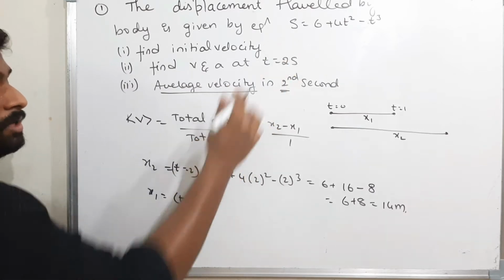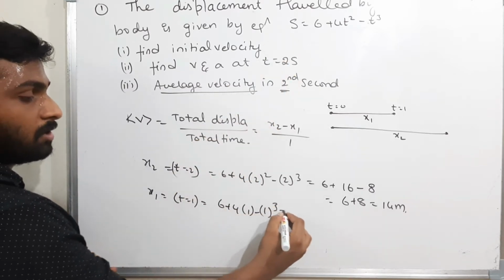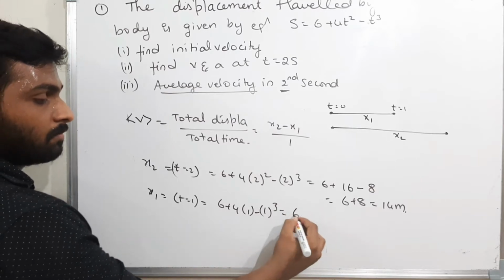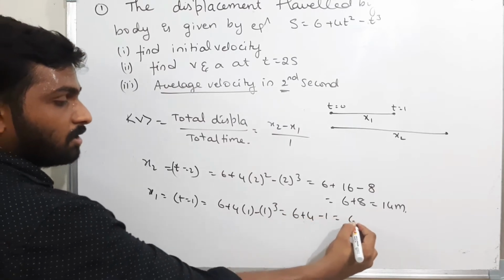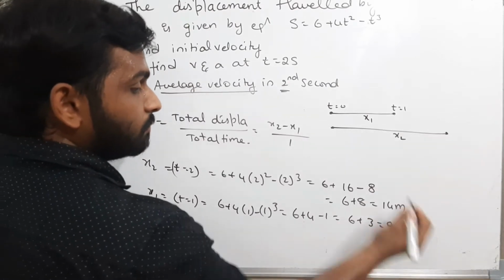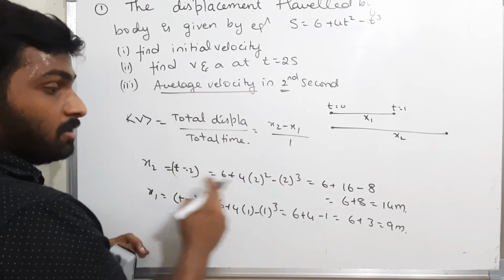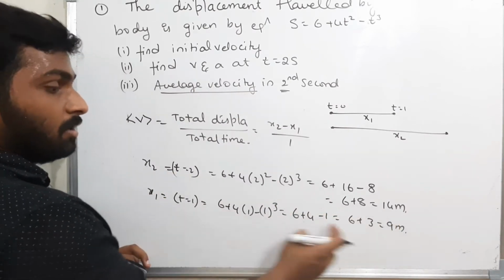If I keep t equal to 1 there, how much will you get? 6 plus 4 into 1 minus 1 cube. That is nothing but 6 plus 4 minus 1. That is how much? 6 plus 3, that is nothing but 9 meters. That means the displacement of the body is decreasing. At time t equal to 2 seconds, it is 14. At time t equal to 1 second, it is 9 meters.